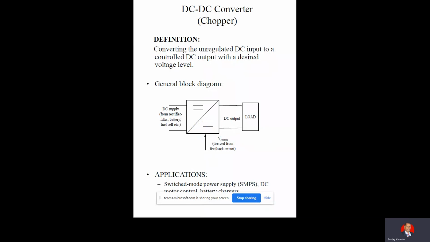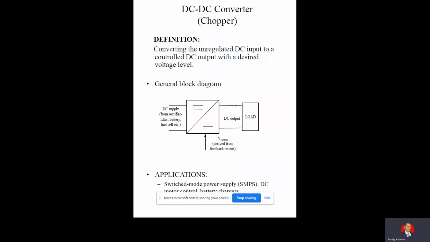Let us come to the block diagram and definition. So what exactly is the definition? That is conversion of unregulated DC input to a controlled DC output with a desired voltage level. So that is a very typical definition of DC to DC converter.